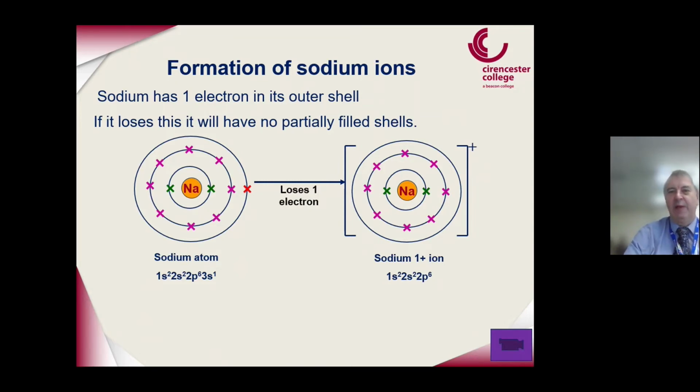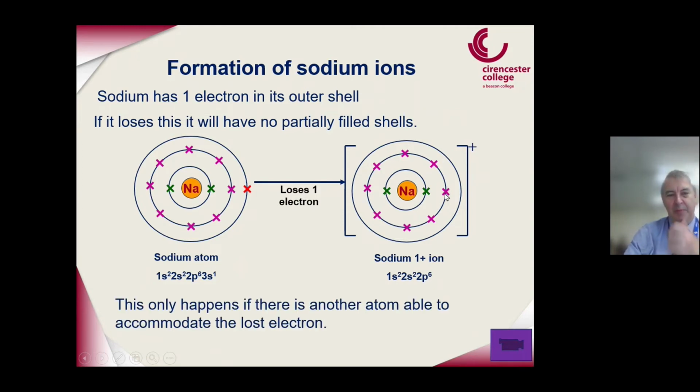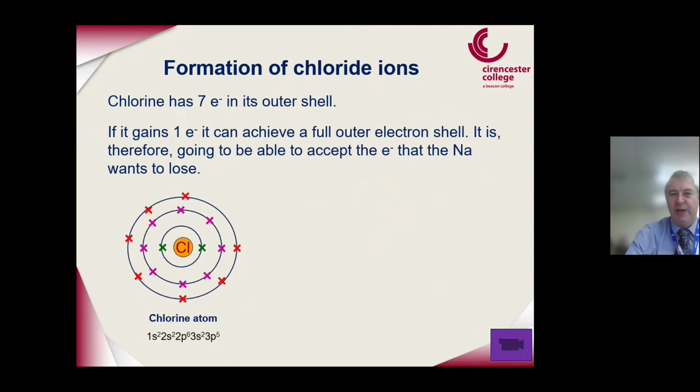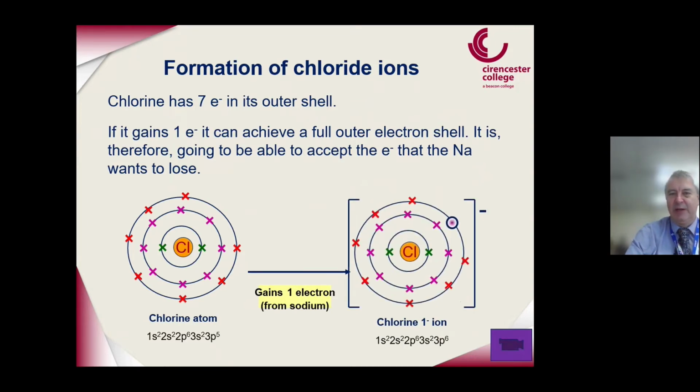Now you could get away with just drawing the outer shell, so just draw this one here, and obviously put sodium as a symbol in the middle. But it needs something that can actually take hold of that extra electron. So chlorine has got 7 electrons in its outer shell. It can gain an electron. That's quite good because sodium wants to lose 1 and chlorine wants to gain 1. So it will gain 1 electron from the sodium to form a Cl- ion. Again, it's drawn in brackets with the minus sign, and we've got the extra electron from the sodium.